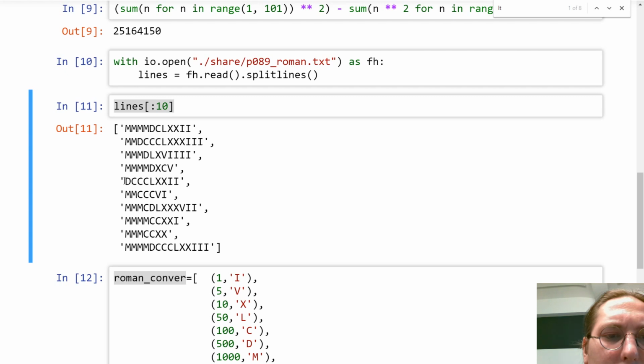L is 50, and C is 100. The C is for cent. M and cent, CM will not work. Probably not. CM, yeah, MCM, you know, the movies. MCM, LXXX.